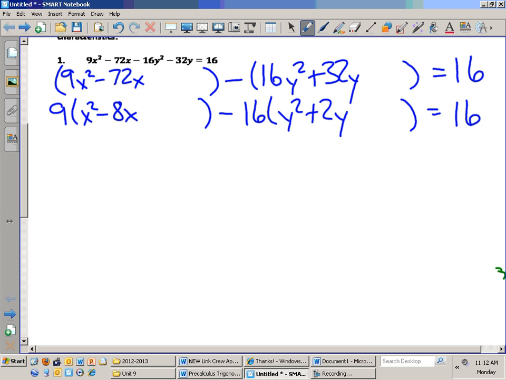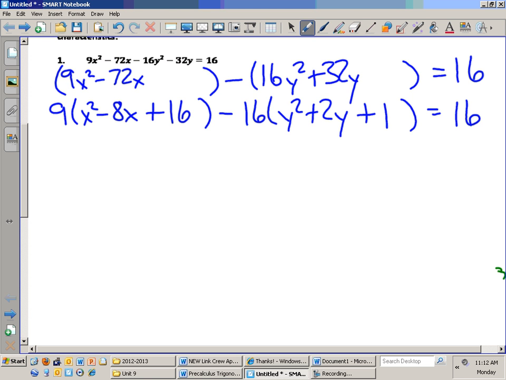How do I complete the square? What's the process? You take the b value, divide it by 2, and square it. So I get 16. And then let's do the second one, and then we'll do our balance here in a second. How about the next one?